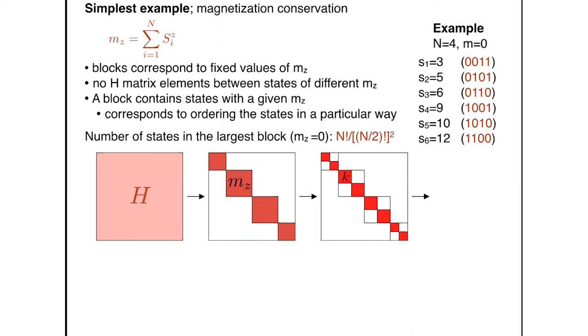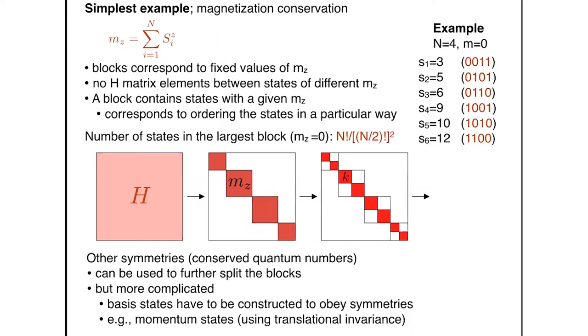So S1 means the integer that you actually have stored. It's the integer 3 binary representation here. Now you have 6 states in that block out of a total of 2 to the 4 equals 16 states. All right. So that's a very easy symmetry to exploit. That's illustrated here. You get these blocks.